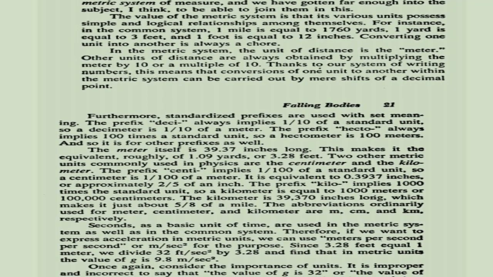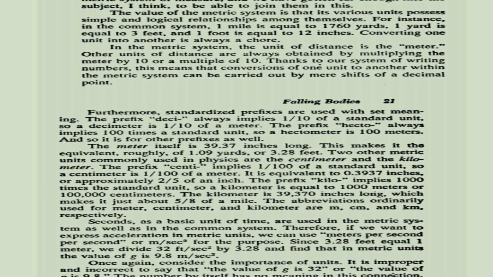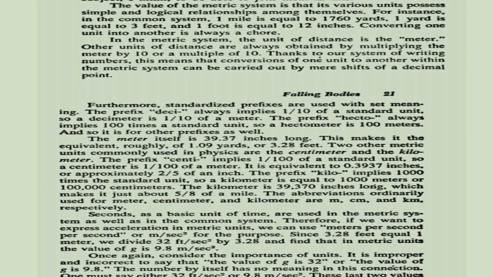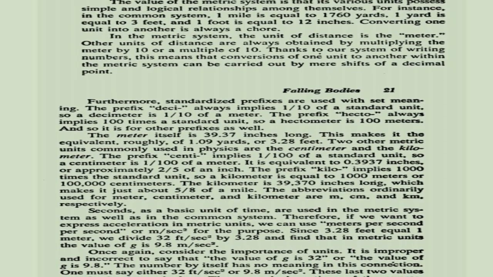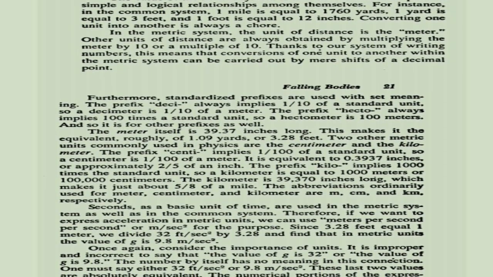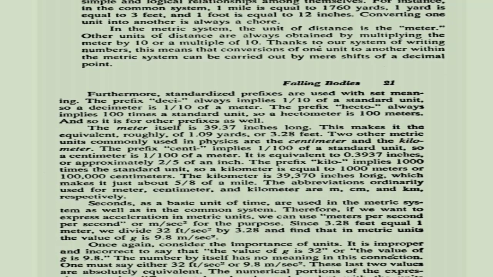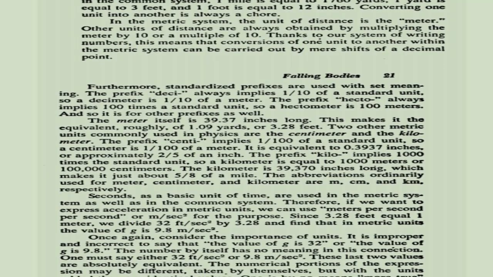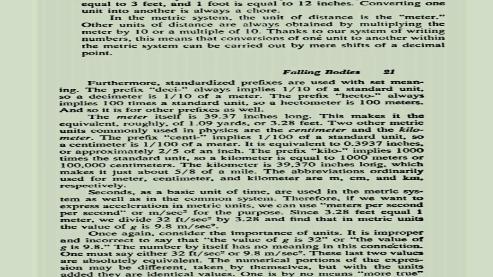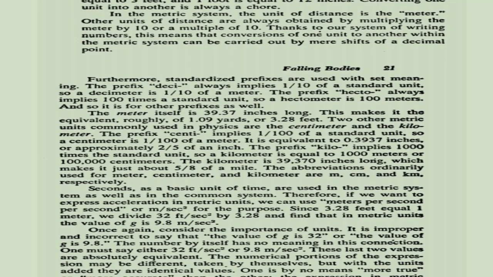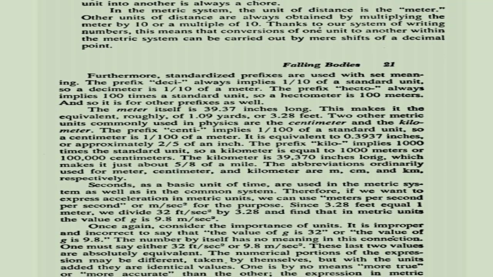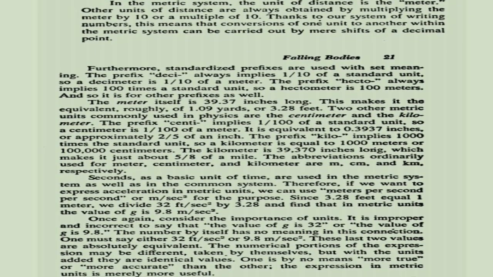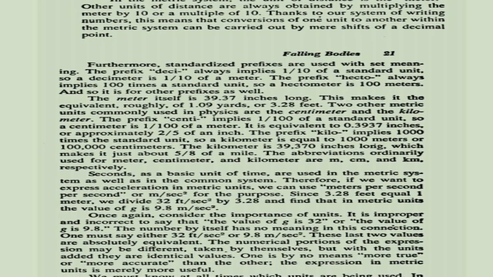Seconds, as a basic unit of time, are used in the metric system as well as in the common system. Therefore, if we want to express acceleration in metric units, we can use meters per second, or meters per second squared for the purpose. Since 3.28 feet equal 1 meter, we divide 32 feet per second squared by 3.28 and find that in metric units, the value of g is 9.8 meters per second squared.